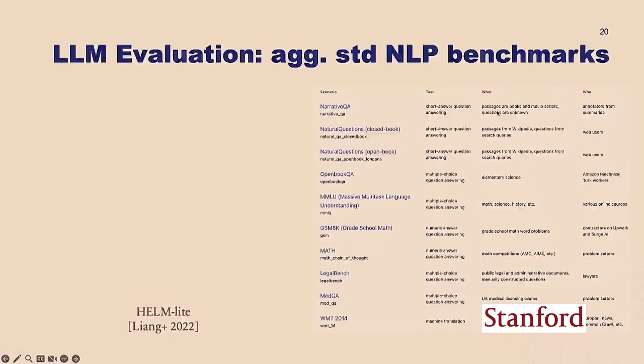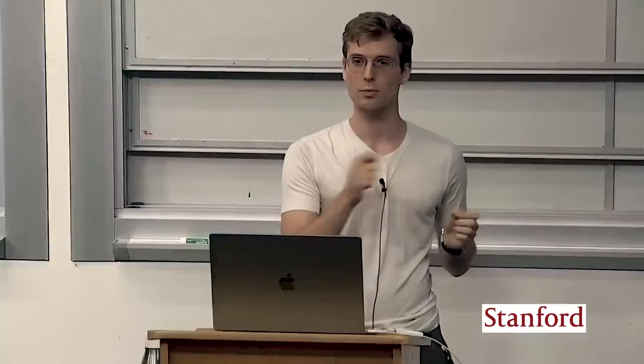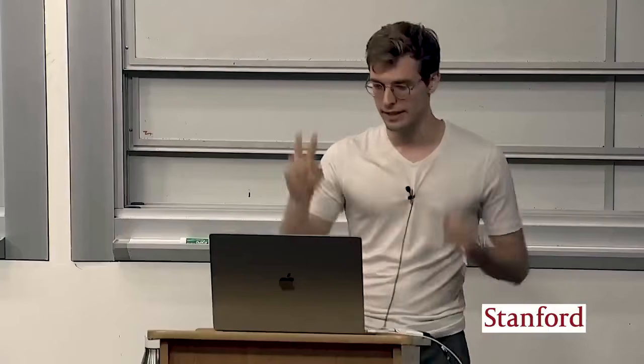Just to give you an idea, in HELM there are all of these types of tasks, which are mostly things that can be easily evaluated, like question answering. Think about many different question answering tasks. The benefit with question answering is that you usually know what the real answer is. So the way that you evaluate these models, and I'll give you a concrete example in a second, is that you look at how likely the language model is to generate the real answer compared to some other answers. That's essentially, at a high level, how you evaluate these models.